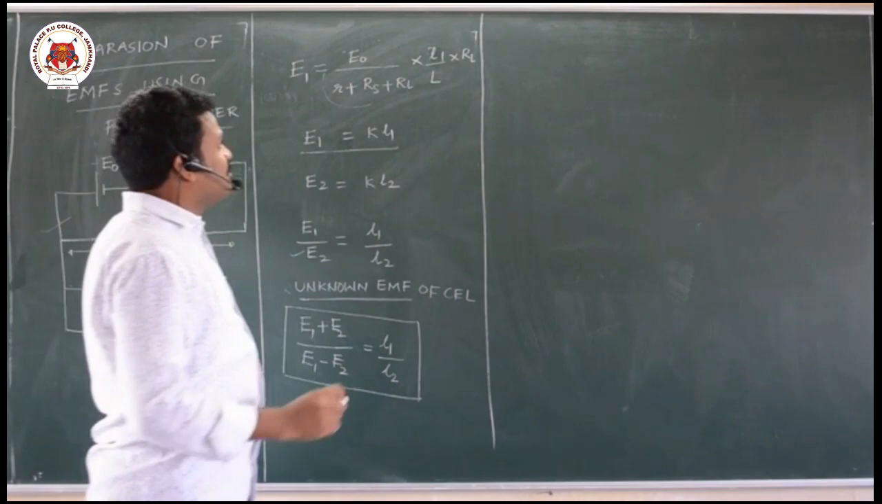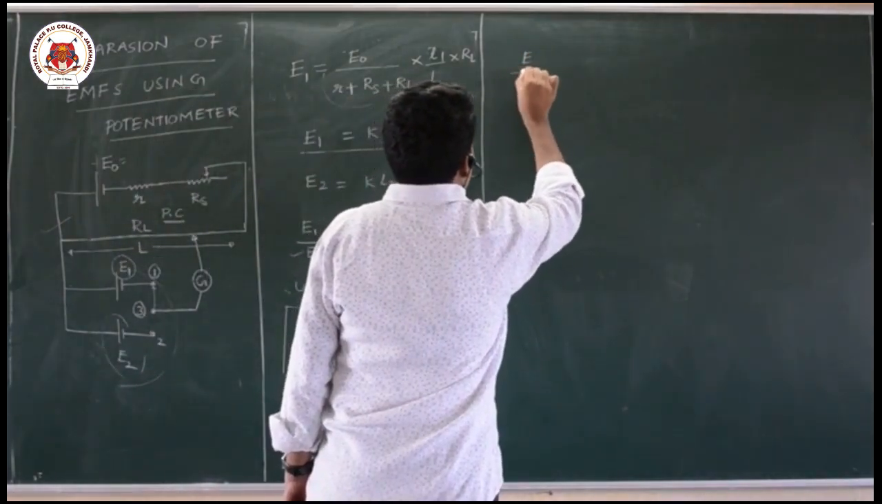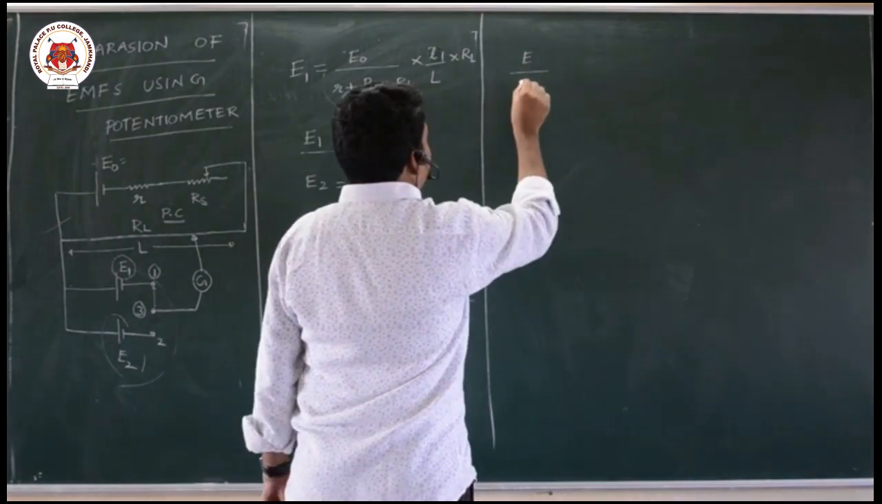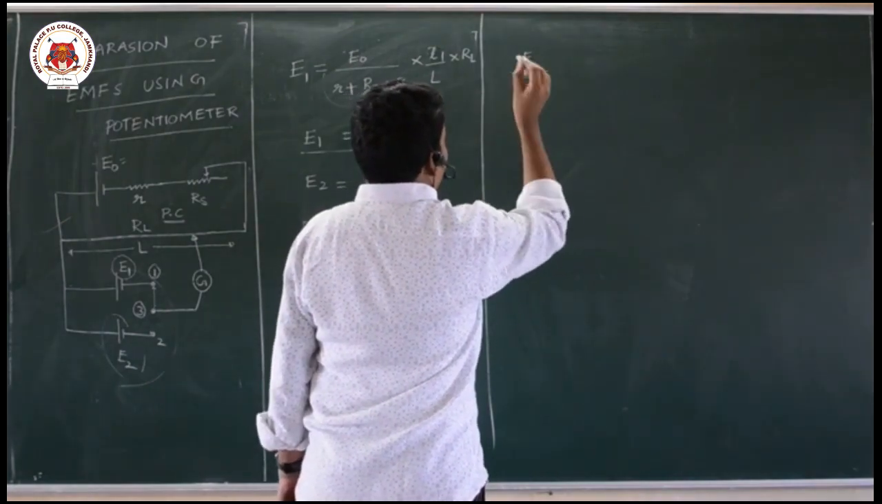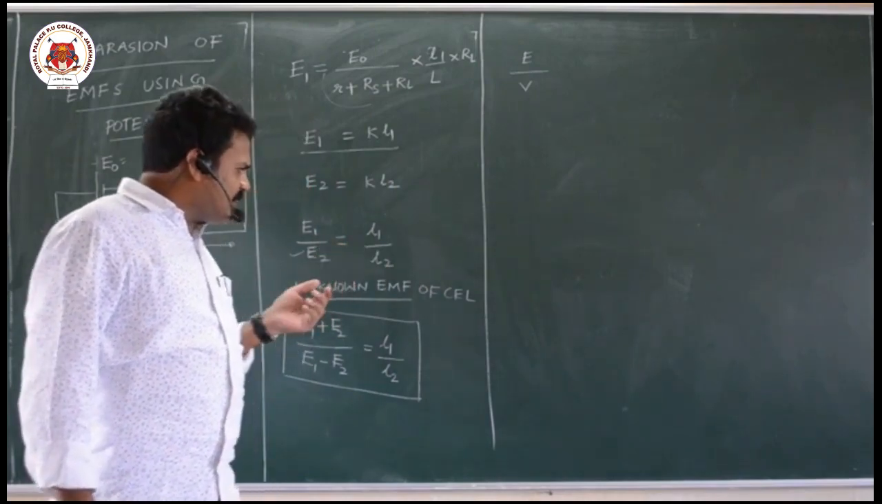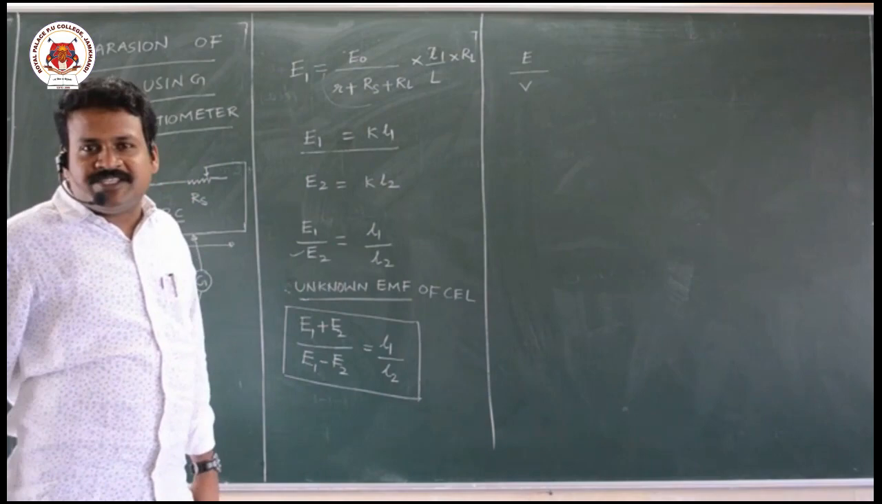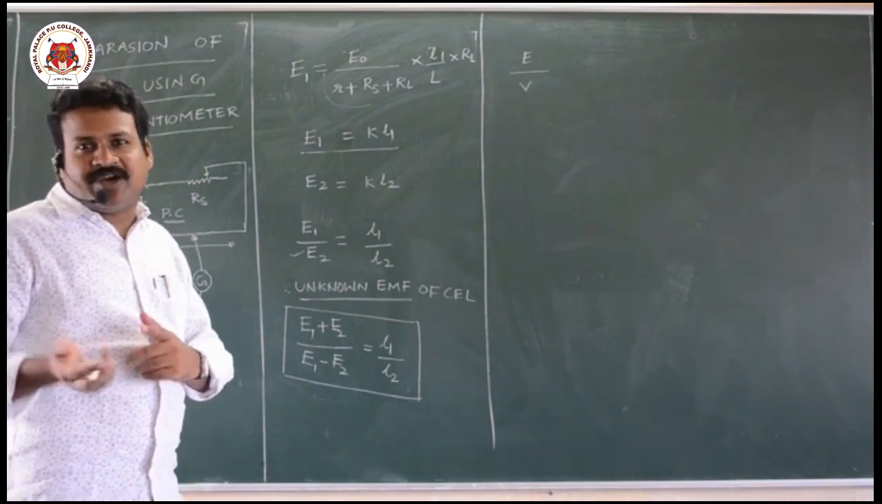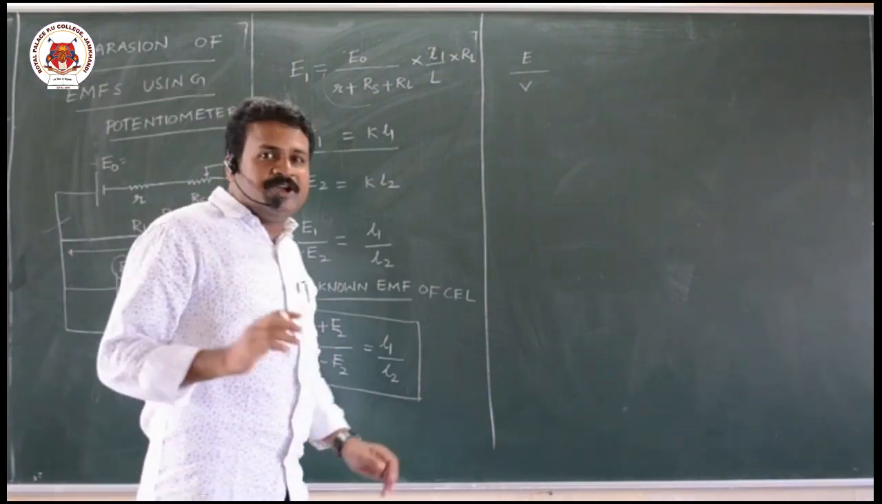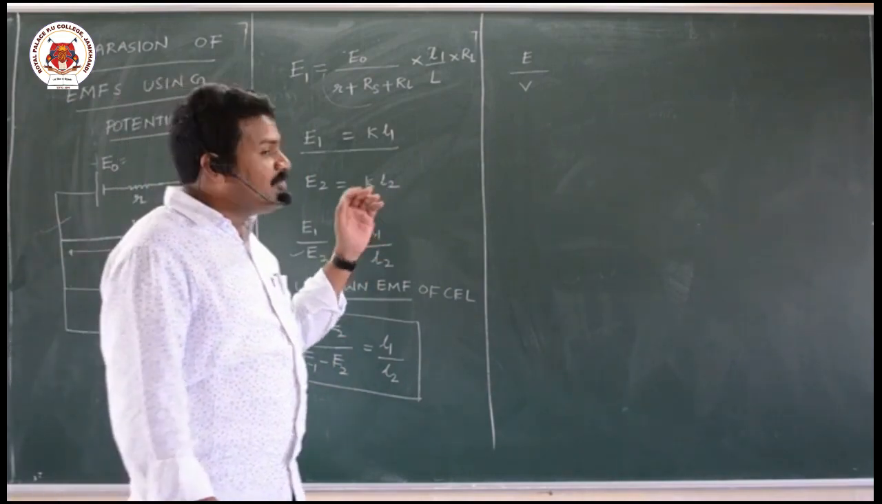Suppose here, instead of E1, I take E, and instead of E2, I measure the potential difference of the cell. In a previous class we measured the EMF of the cell. How did we come to know that it is EMF? Because no current is drawn. We followed the zero current method, in which no current is drawn from the battery.